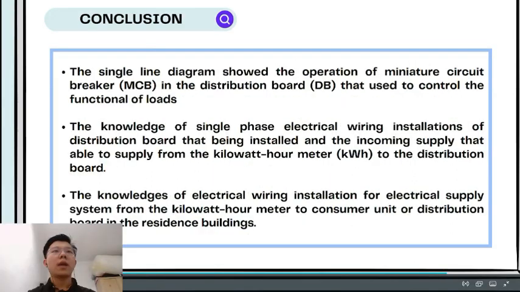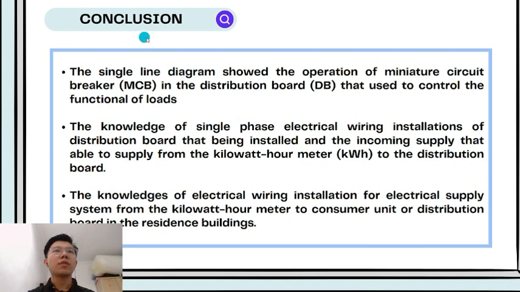Thank you. And now I will do the presentation for the conclusion. The single line diagram shows the operation of miniature circuit breaker MCB in the distribution board DB that is used to control the function of load. The knowledge of single-phase electrical wiring installation of the distribution board that is installed and the incoming supply that is able to supply from the kilowatt hour meter to the distribution board.